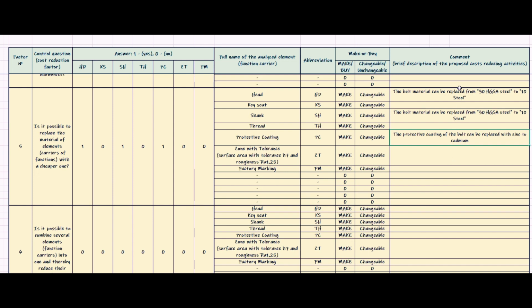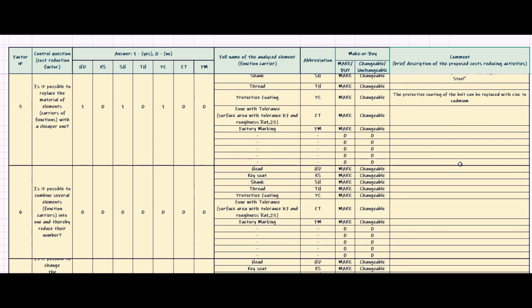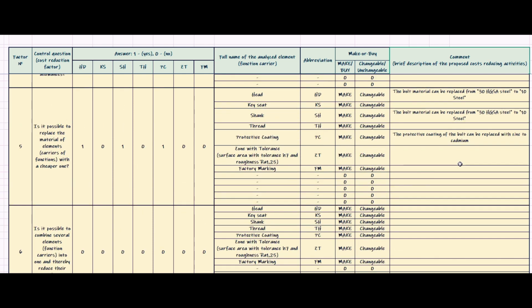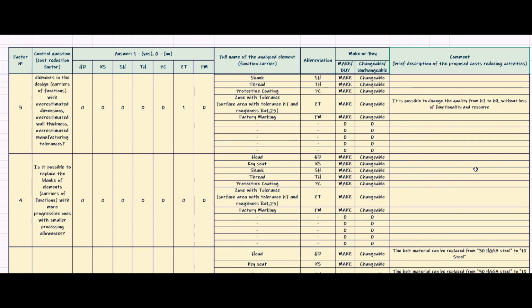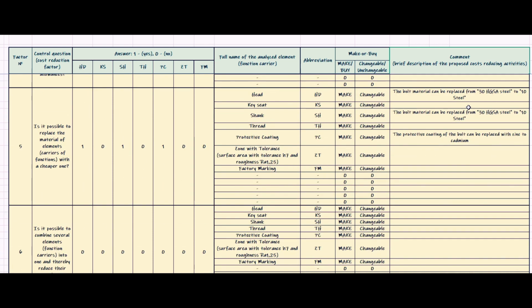is the responsibility of the members of the working group. The most common mistake at this stage is insufficiently detailed filling of the comment column. In particular, an example of incorrect filling in our case would be comments like: changing the quality, replacing the material, and changing the type of protective coating.